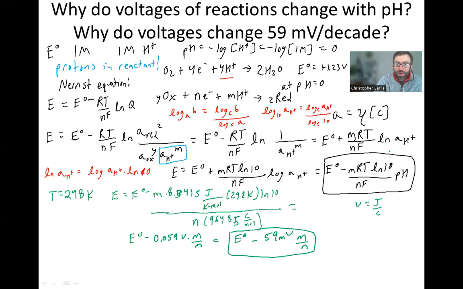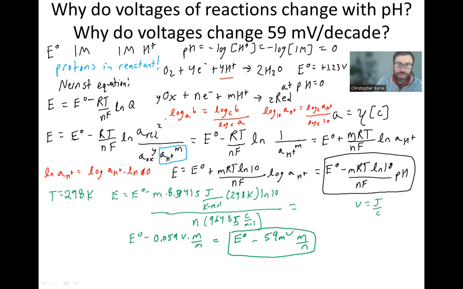Okay? Now notice, that 59 millivolts per decade is only true if you have a ratio of protons and electron transfer being equal to 1. So if you have one electron being transferred and one proton being transferred, you have 59 millivolts per decade. If you have 2 electrons transferred and 2 protons transferred, you also have that. But if you have more protons being transferred than electrons being transferred, that value is going to go up, and vice versa, it's going to go down. And if it's 0 protons transferred, you're not going to change at all with pH.